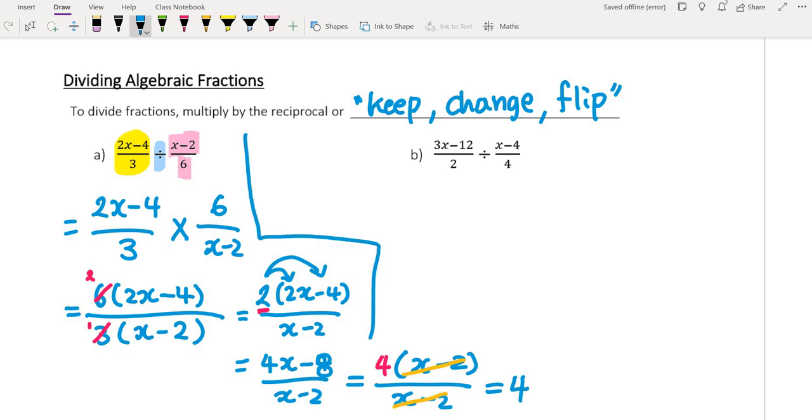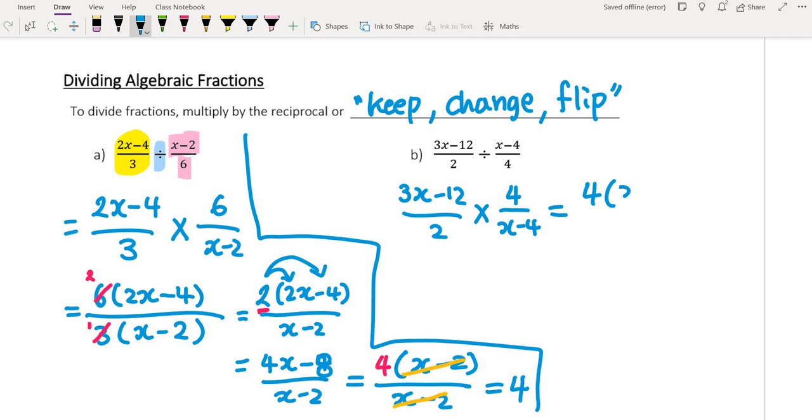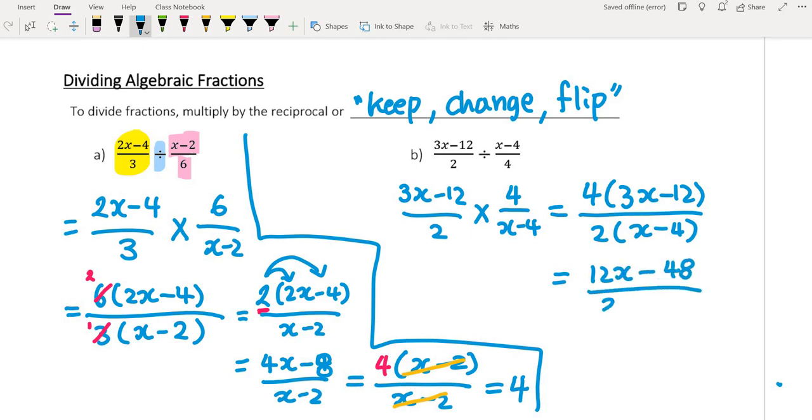And this next bit here, let's do this together as well. So we have 3x minus 12 over 2, and we want to change the sign, and we want to flip this side, and now just times things together. So I'll leave this as 4 times 3x minus 12, and the bottom is 2 times x minus 4. So I'm going to do the same as the first one, expanding everything. So 4 times 3x is 12x minus 48 over 2x minus 8. And see if you can factorize everything here.